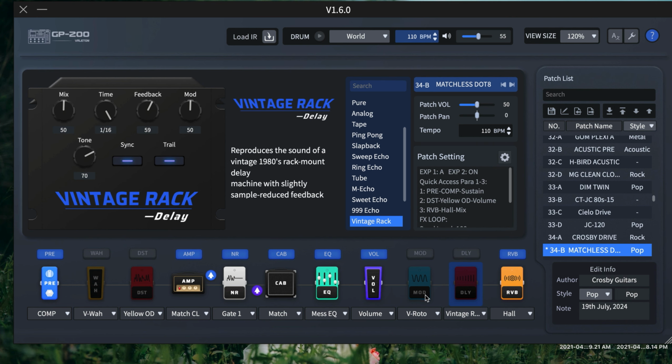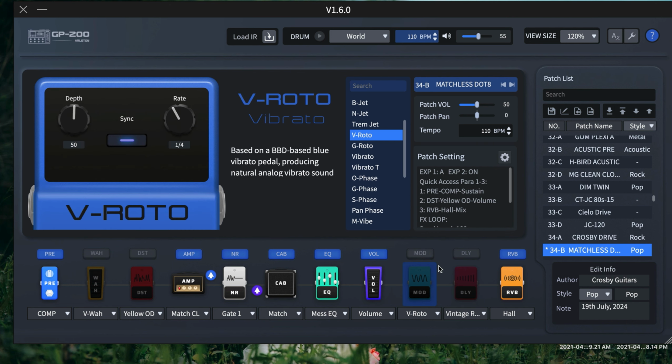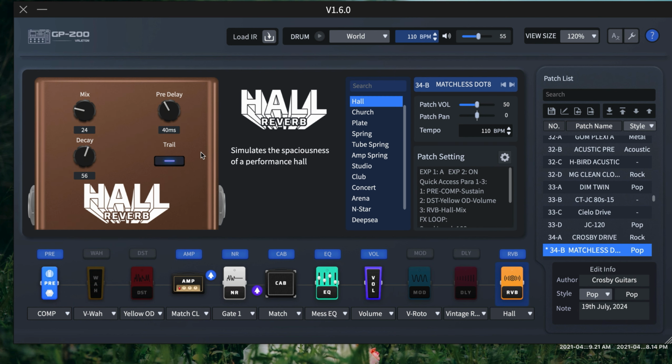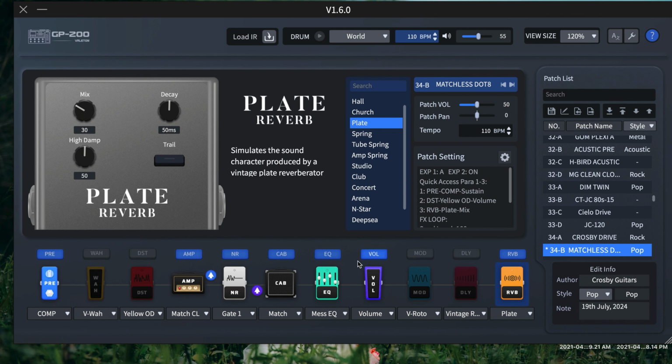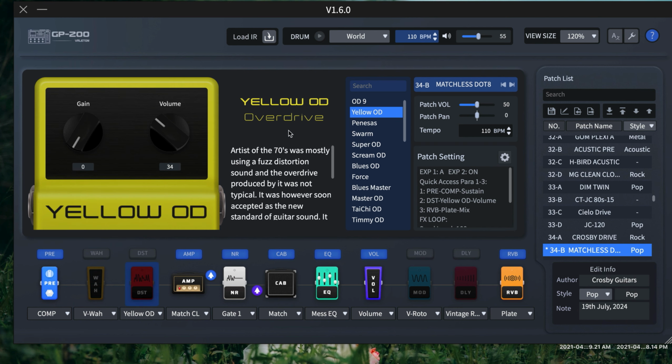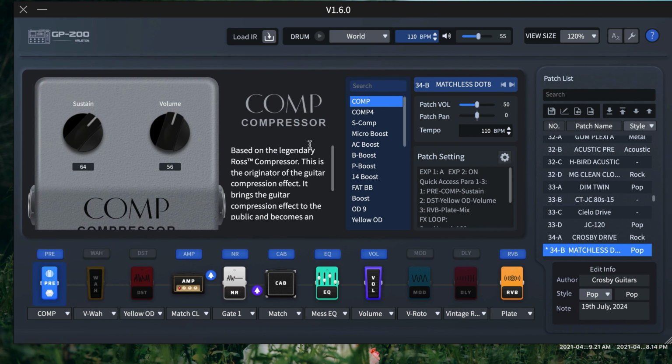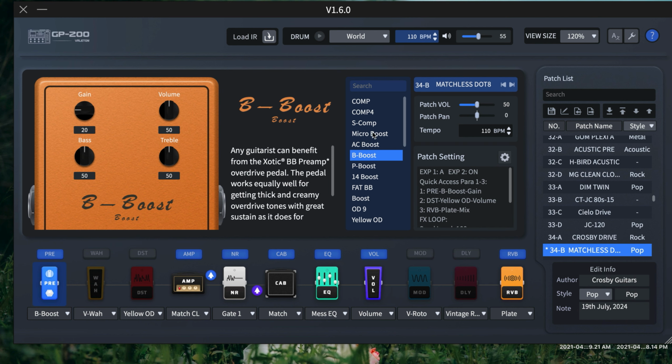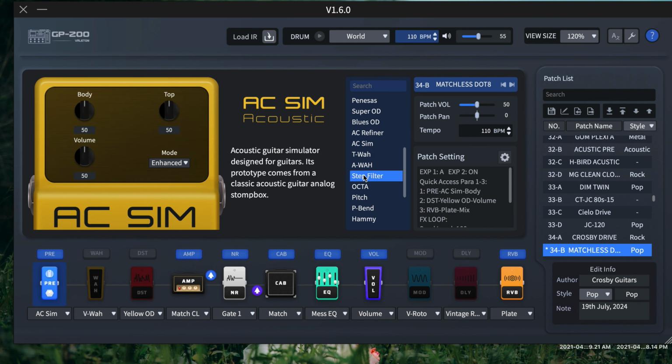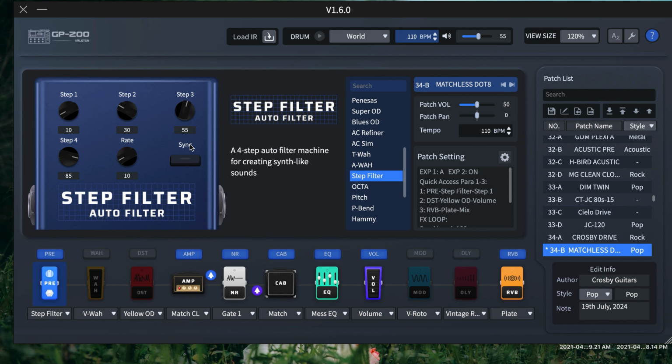So it's always under the time, or if you are in the modulation block, it is between the rate and the tempo, which is this. I don't think the reverbs have a sync function. And let's see. Okay, so a step filter also has a sync function over here.